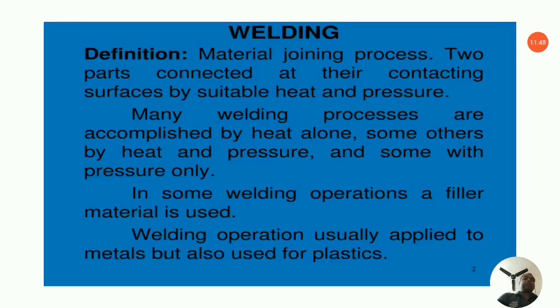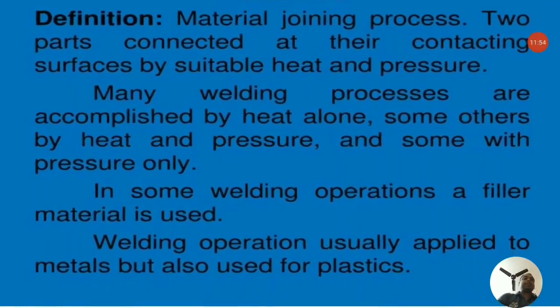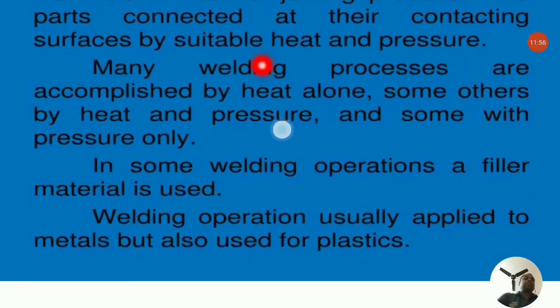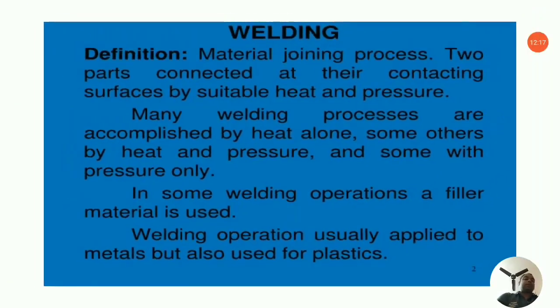Okay. Now welding, it is a material joining process, two parts connected at their contacting surfaces by suitable heat or pressure. Many welding processes are accomplished by heat alone, some others by heat and pressure, and some with pressure alone. Now in some welding operations, a filler material, that is, I told you, an electrode or simply a rod. In industry they are just simply saying this electrode as a simple rod. Okay. Now welding operation is usually applied to metals but also used for plastics as well.